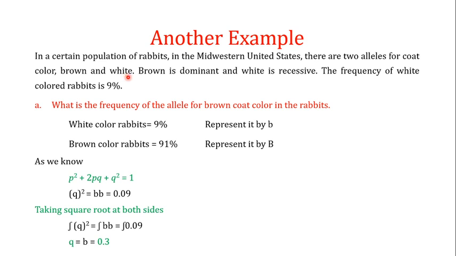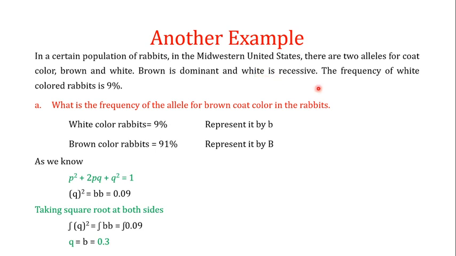Another piece of information given in this question is that the brown allele is dominant. This means the brown is going to express itself in the homozygous as well as in the heterozygous condition, and the white is recessive. That means it can only express itself in the homozygous condition. It is not able to express itself in the heterozygous condition.